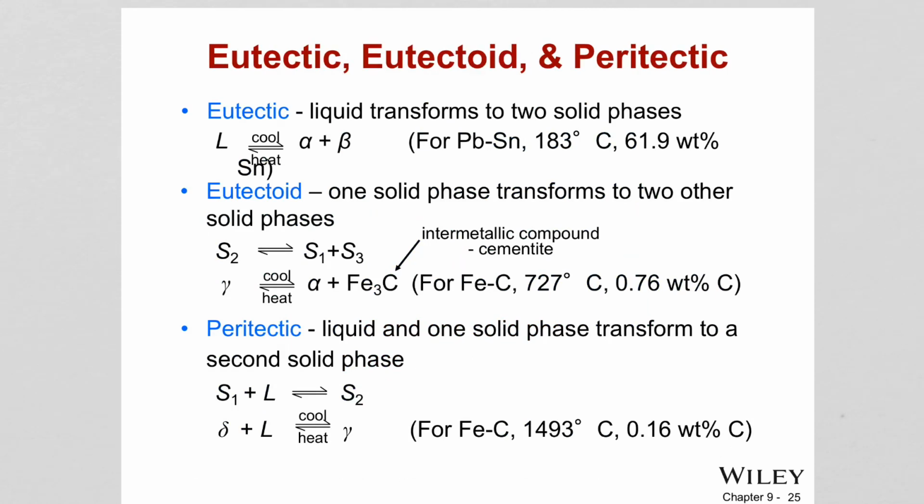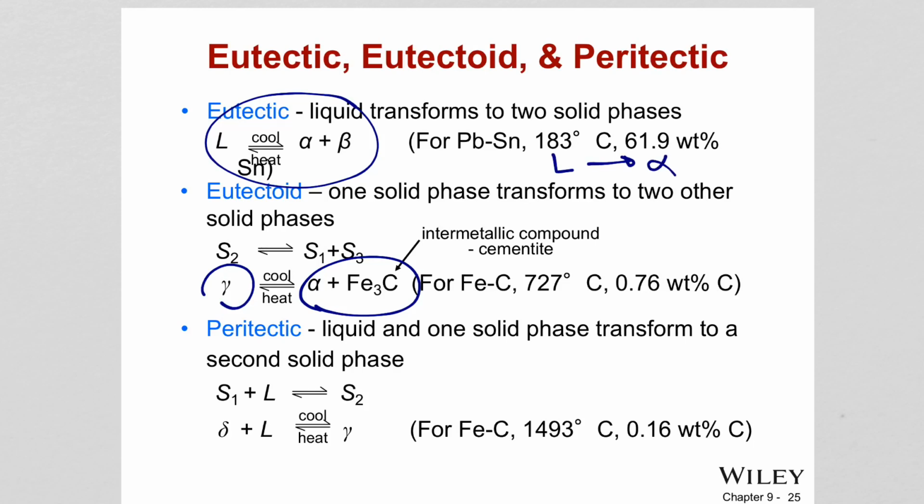Besides eutectic reactions, as we learned in the tin and lead phase diagram, where liquid goes into alpha and beta phase when it's cooled down, there are also other types of reactions like eutectoid and peritectic. When we are talking about eutectoid, one solid phase will go to 2 solid phases. In the eutectic, from liquid we go to 2 solids. In eutectoid, from 1 solid gamma you go down to 2 solids. The difference is you start with a solid phase, whereas here you start with a liquid phase.